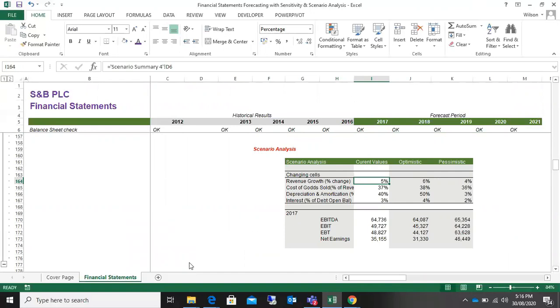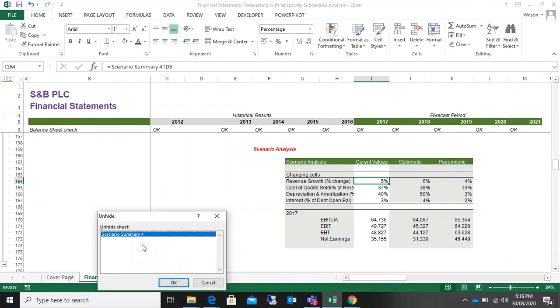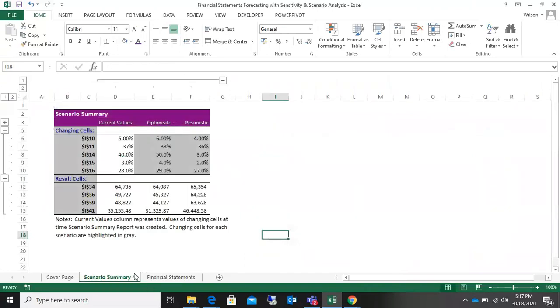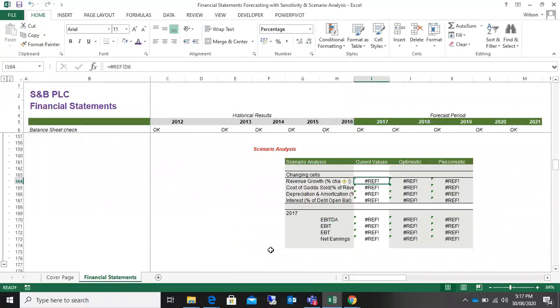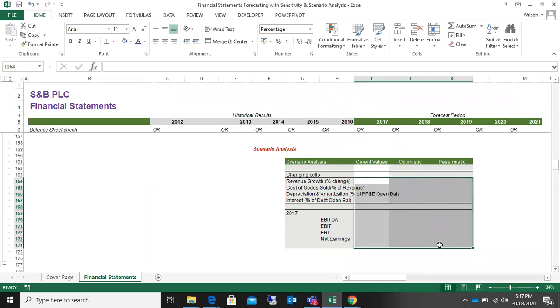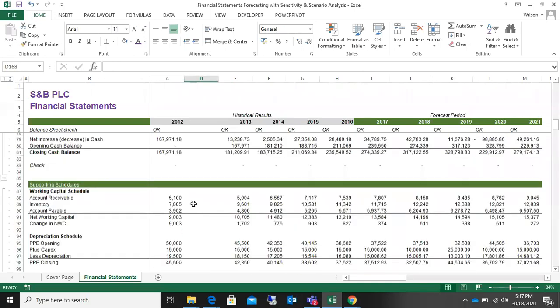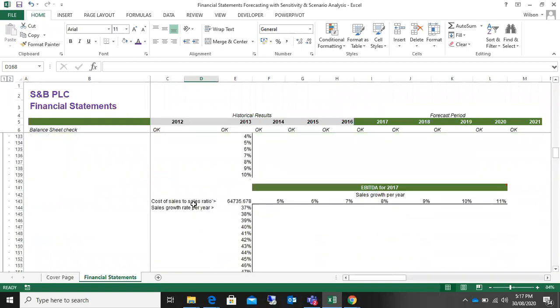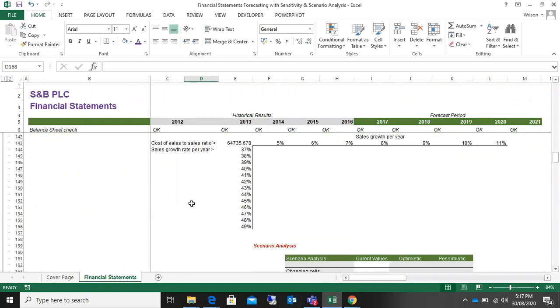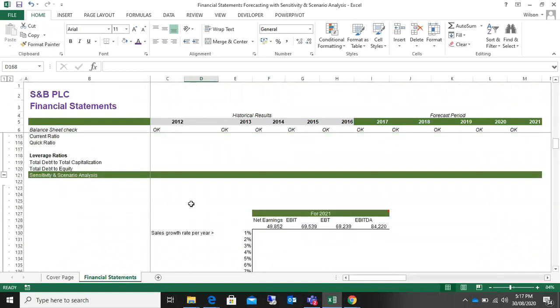I'm going to unhide this because there's something in here, scenario summary 4. So what I'm going to simply do is delete it so we can start and see how we actually got all this information. So I can take all this out. We're starting from a blank page. Everything is blank.